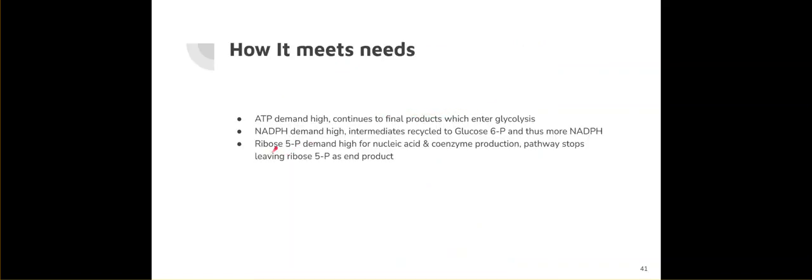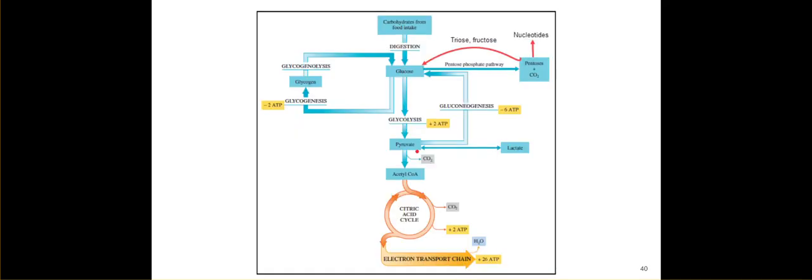And then if we need components to build nucleic acids, then this ribose 5-phosphate will go, the pathway will stop, and it will leave us with the ribose 5-phosphates in order to form those nucleotides. So if our body needs these nucleotides, then it's going to use this pathway to form these pentose sugars, which will go into the nucleotides that way.